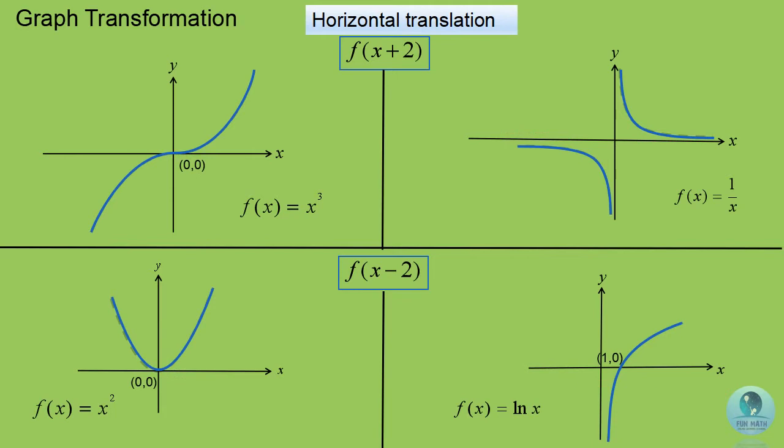Now let's look at the second transformation, the horizontal translation. When we write f of x plus 2, it means this graph will shift to the left by 2 units. If we write f of x minus 2, it means this graph will shift to the right by 2 units. Let's look at these examples.